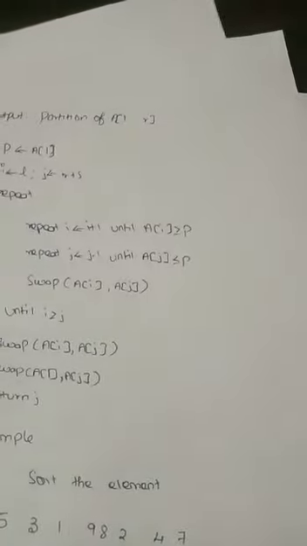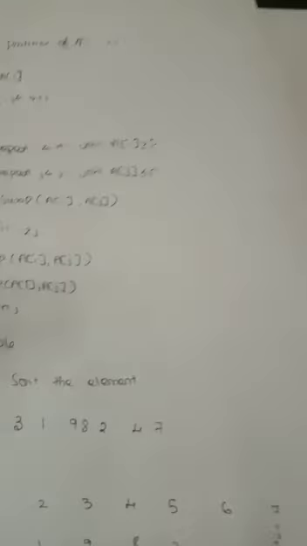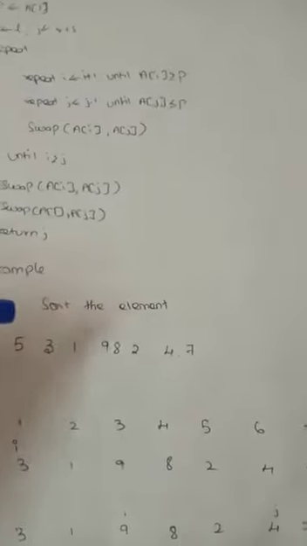So this is the algorithm for quicksort, and now we are going to start from where i is greater than or equal to j. We are going to swap it, and we are going to compare the pivot element and the a of j element, and we are going to swap it if lesser or greater, and now we are going to return the value of j. So let's take an example.